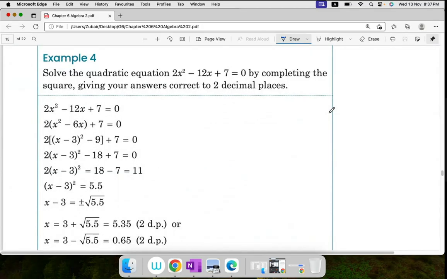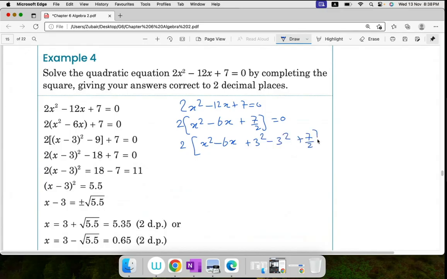Example 4, just increasing the difficulty level. Now the coefficient of x squared is 2. 2x squared minus 12x plus 7 equals 0. Taking out 2 as common, I'm left with x squared minus 6x plus 7 by 2. And now our usual same steps. x squared minus 6x. Half of that is 3, plus 3 squared minus 3 squared plus 7 by 2 equals 0. We can divide that 2 on the other side. No need to carry that because now we have equal to 0. First we were doing it with expressions. So I'm cancelling that 2 on the other side. So x minus 3 whole squared minus 9 plus 7 by 2 equals 0.